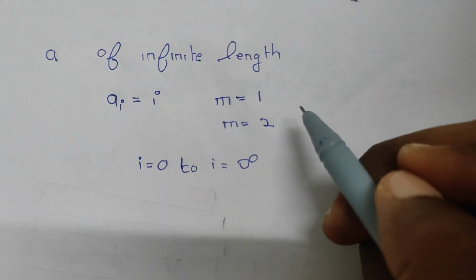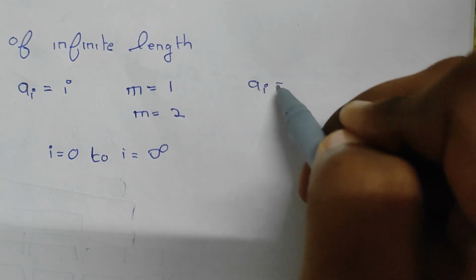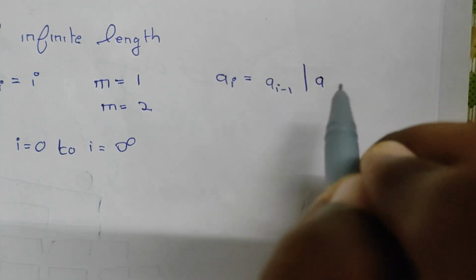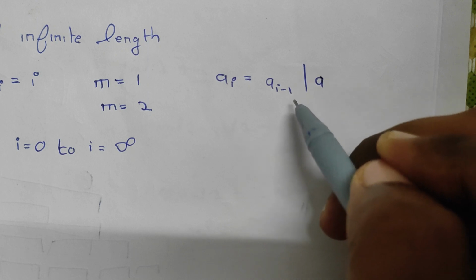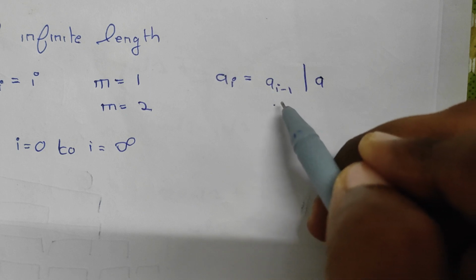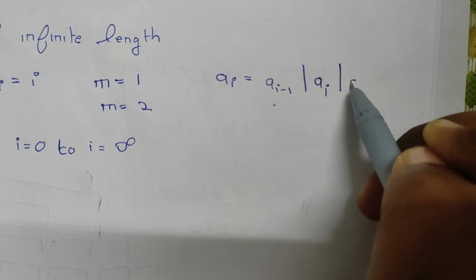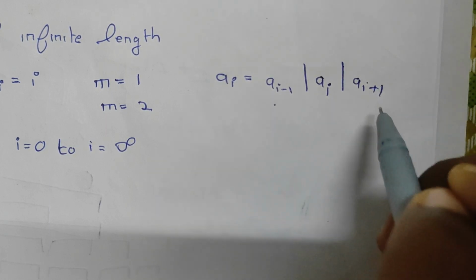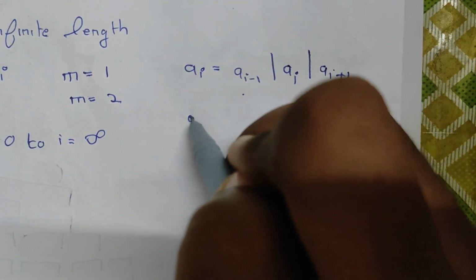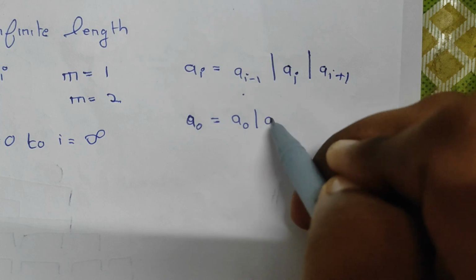And in each operation what we want to do is convert a_i to a_(i-1) or, okay, this is the bitwise OR operation. I am not saying we can take this or this. I am telling that we have to take a_(i-1) bitwise OR a_i bitwise OR a_(i+1). So this will be the new value for a_i, and since a_0 doesn't have a_(-1), it will be equal to a_0 bitwise OR a_1.